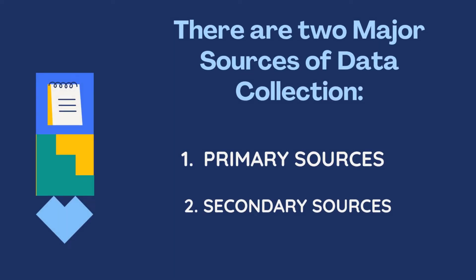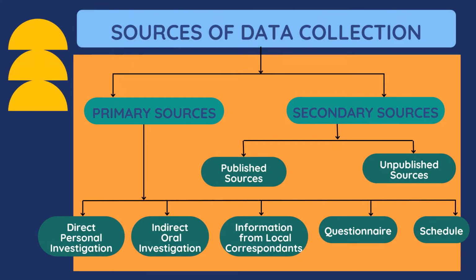Sources of data collection can be majorly classified into two categories: primary sources and secondary sources. These primary and secondary sources can also be further classified. The secondary sources are of two types: published sources or unpublished sources. In case of primary sources, there are 5 methods for collecting data. What are these 5 methods?